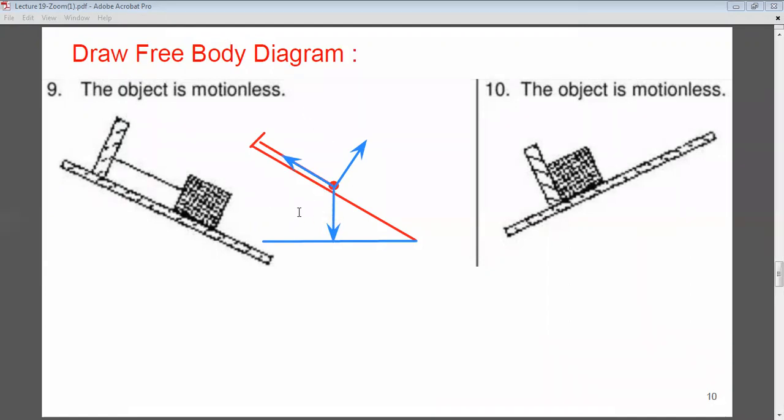Okay. I hope by now you find it easy to draw the free body diagram. I'm giving as many examples as possible.